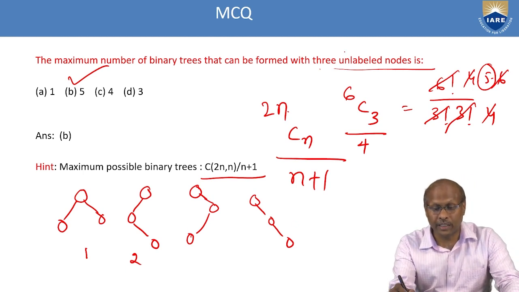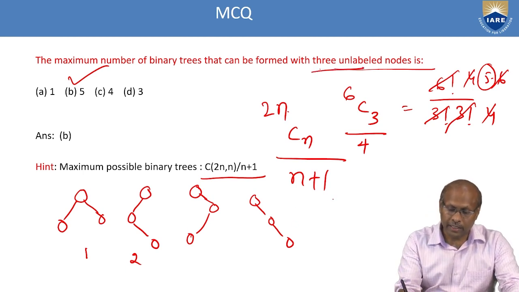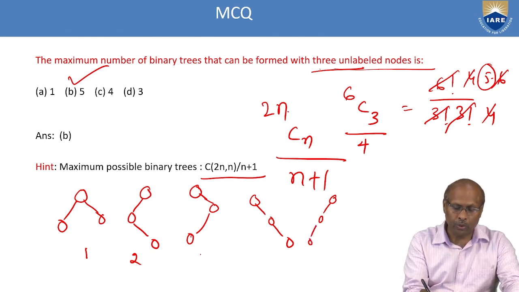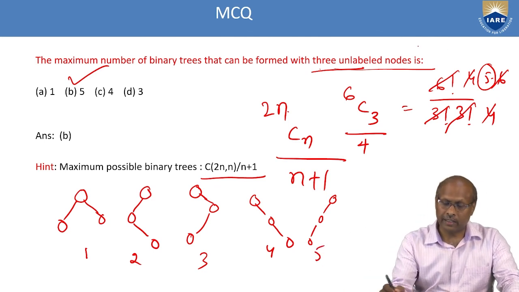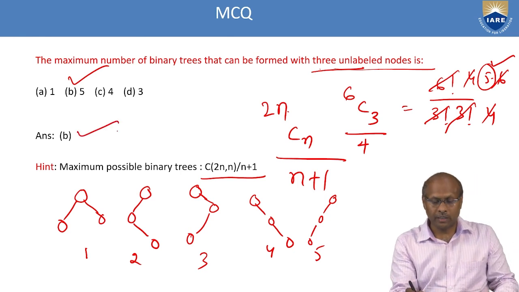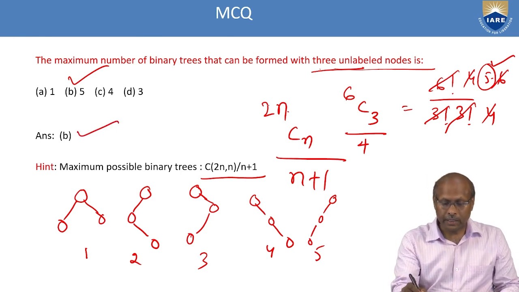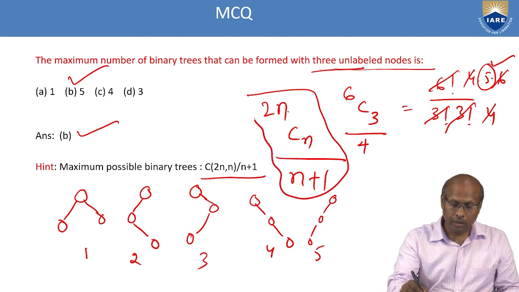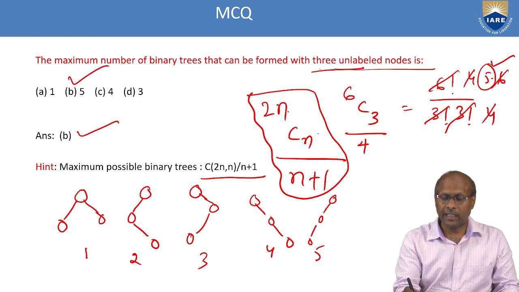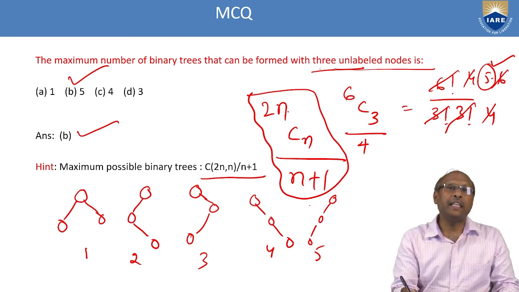Because your question is 3 nodes, the 3 nodes can be arranged in different ways: 1, 2, 3, 4, 5. Because the question is how many ways you can construct, the answer is 5. Answer is B. So this way you can answer. Remember, this is the simple formula to calculate this: 2nCn divided by n plus 1, where n is the number of nodes. If I have n nodes, you can construct this many binary trees.